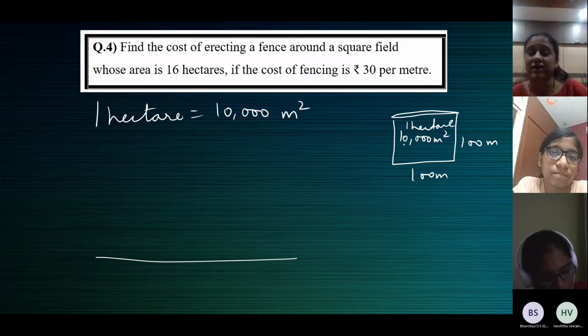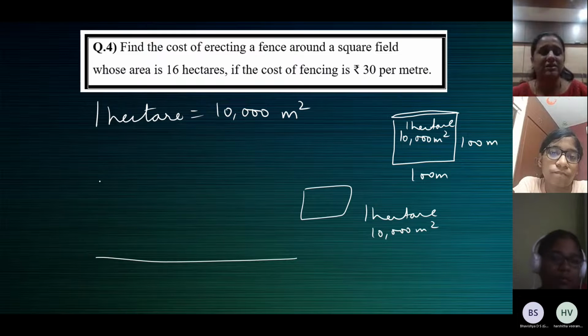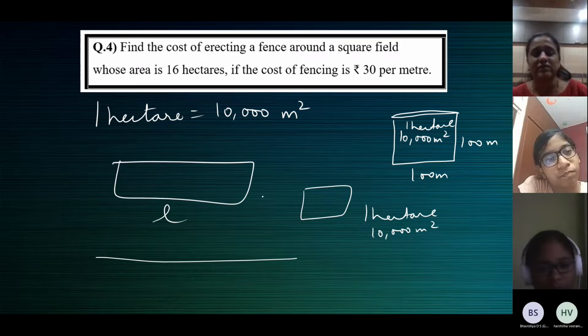So if you say I have 1 hectare of land, that means the area of your land is 10,000 meters square. It need not be a square piece of land. It can be rectangular, whatever. If it's rectangular, when you multiply the length and breadth, you will get 10,000.